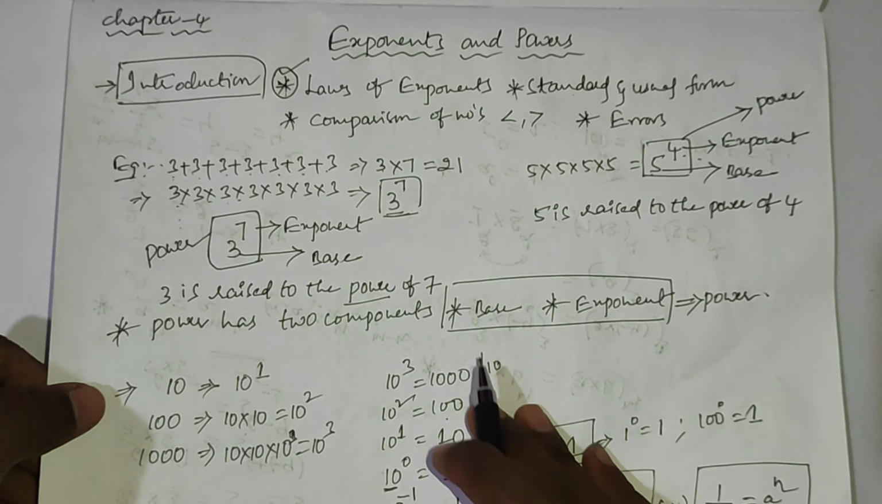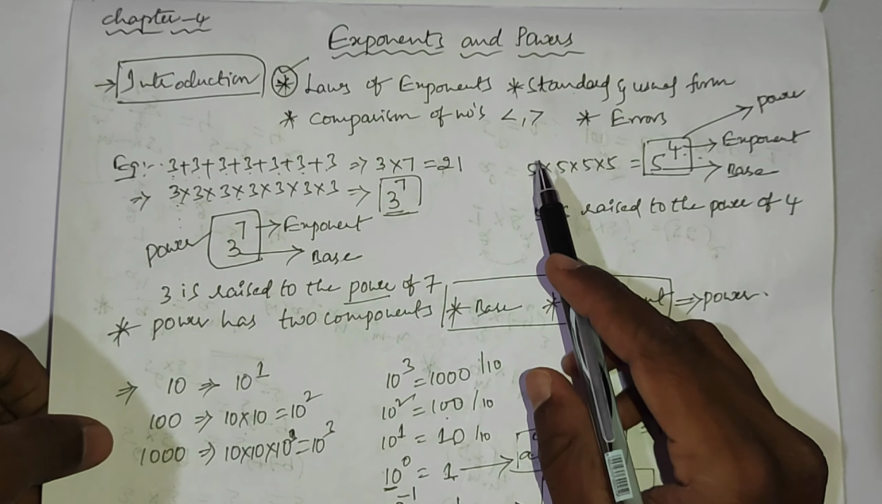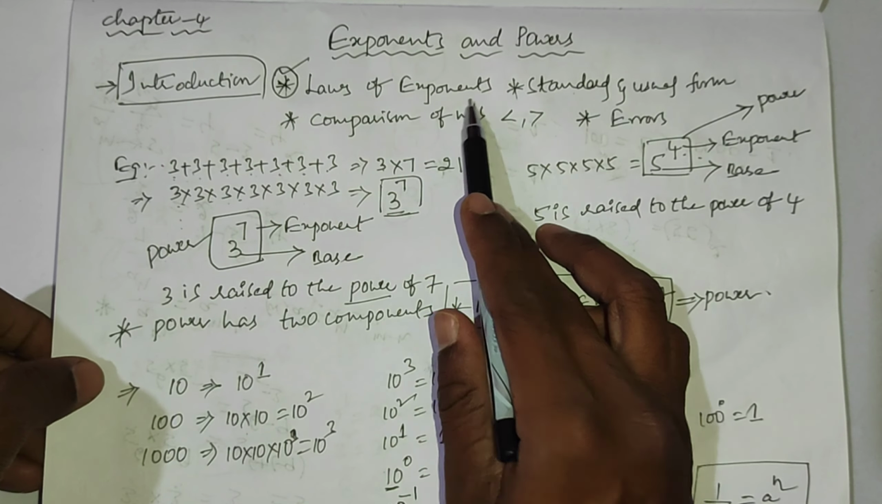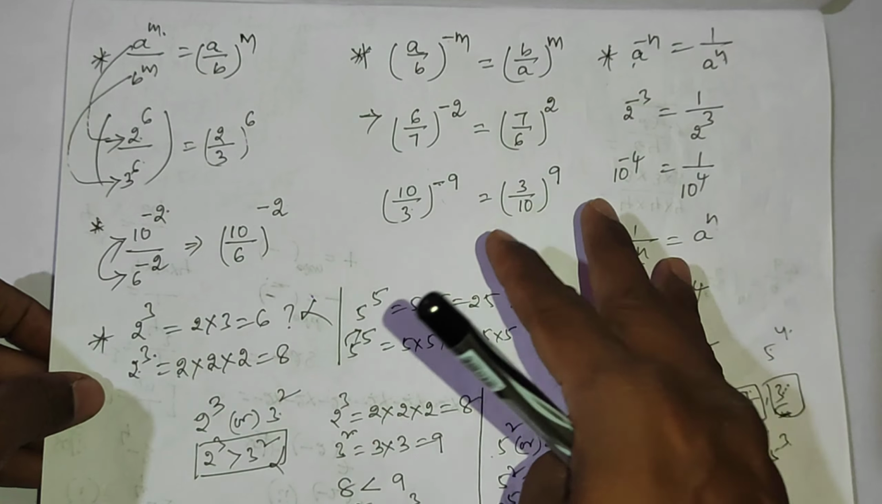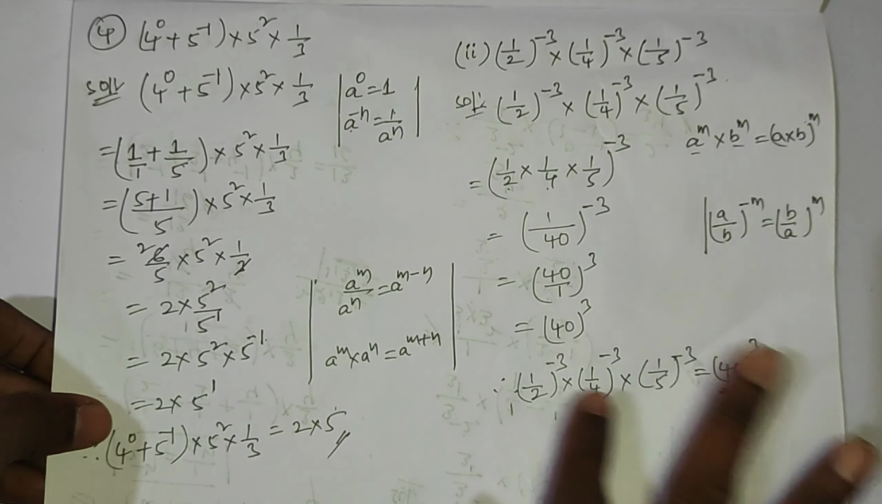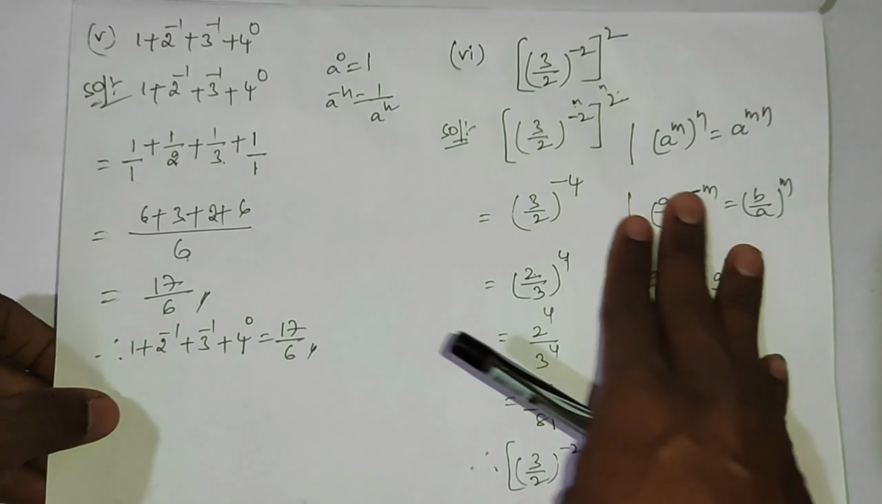So we are discussing chapter 4, Exponents and Powers. In the first class we completed the introduction and laws of exponents. In the second class we started exercise 4.1, and in that we completed the first 4 sums.